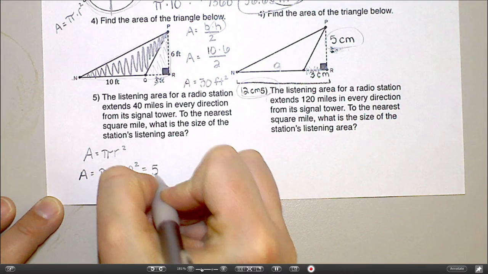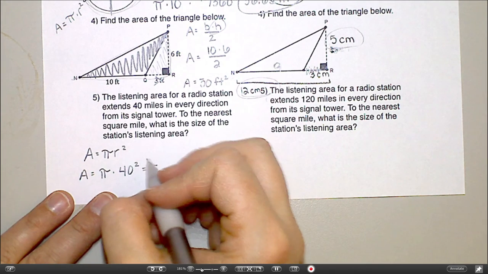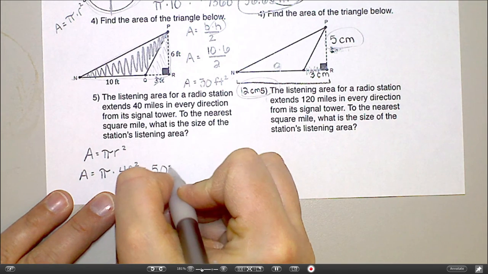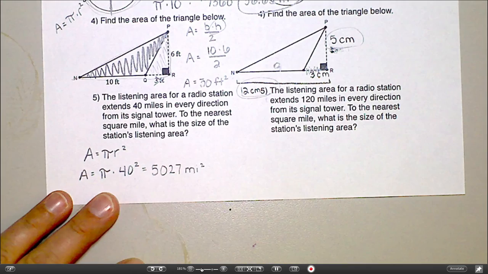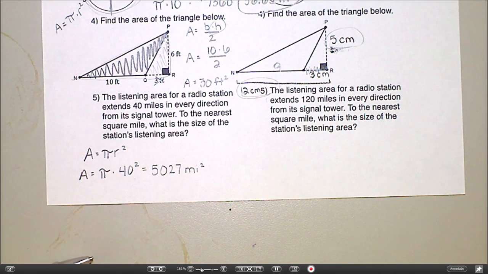5,026.54. And it said to the nearest square mile, which means round to the nearest whole number. So I would go 5,027 square miles. That makes sense? Yeah. Those were some of the harder ones. Those were the ones that I saw the most mistakes on.